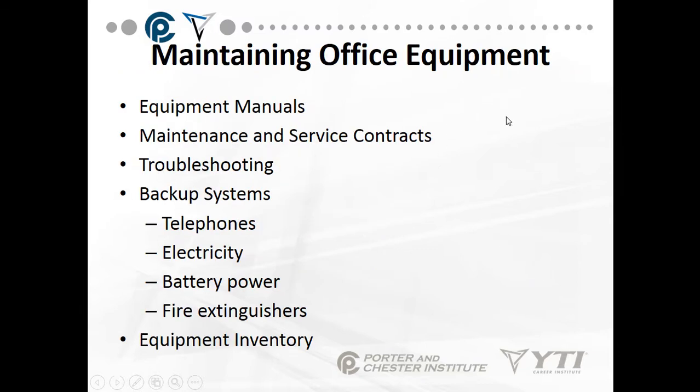Maintaining office equipment. You have to maintain the equipment manuals. Every time you get a new piece of equipment, all that paperwork needs to go in its own plastic sleeve or in its own binder. You need to maintain maintenance and service contract visits. Troubleshooting. Every time you have to troubleshoot for something, you need to keep a record of that.